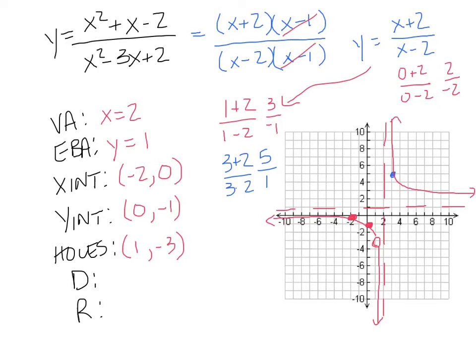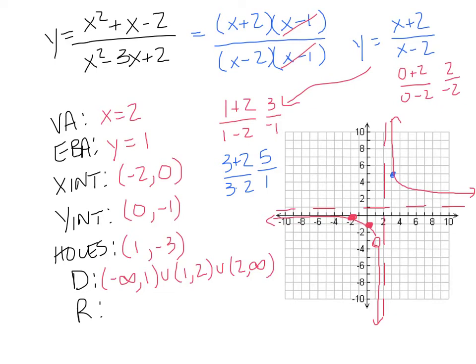Now that we have these things, we can do our domain and range. We have to be careful about the hole in this case, though. Yes, we start at negative infinity for the domain. However, we stop when x is 1 because it's the hole. It's like a point plucked out of the graph. We start up again after the hole, and we go up to that vertical asymptote at 2. Then we start up again after the vertical asymptote and go to infinity.